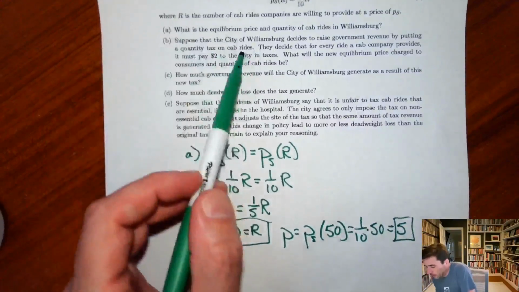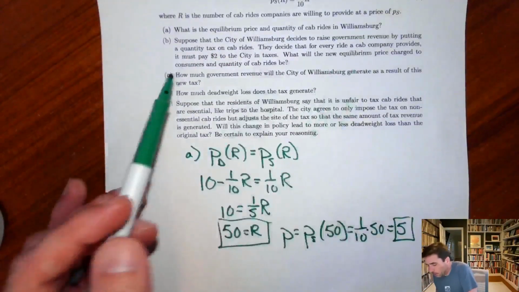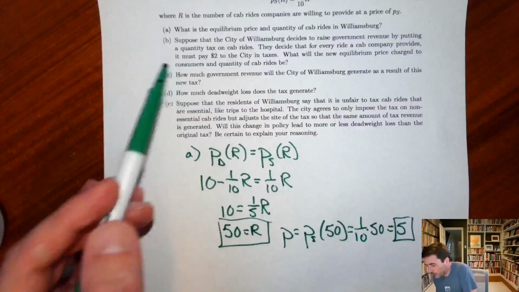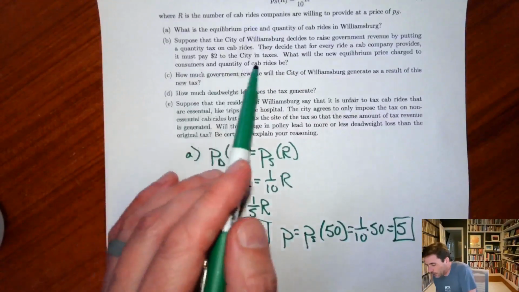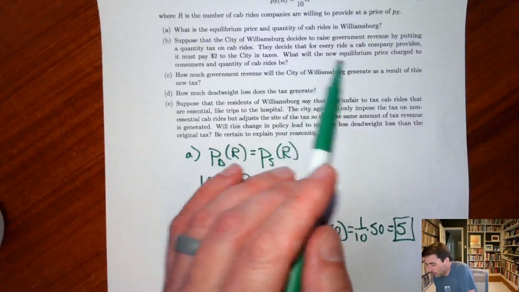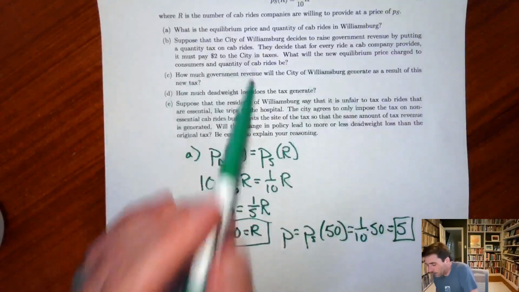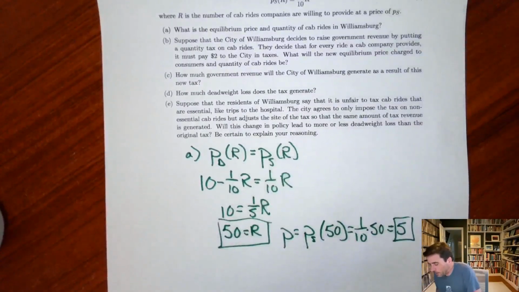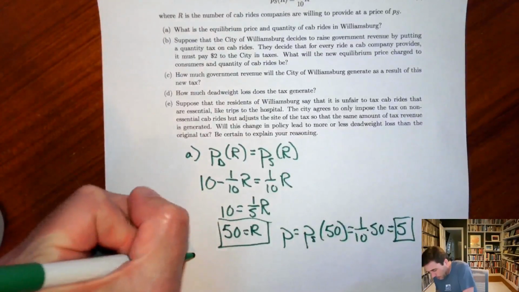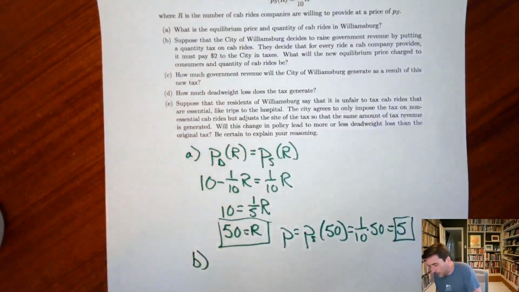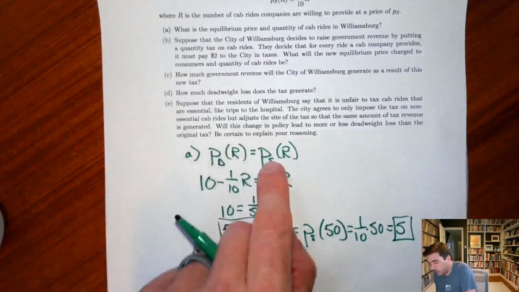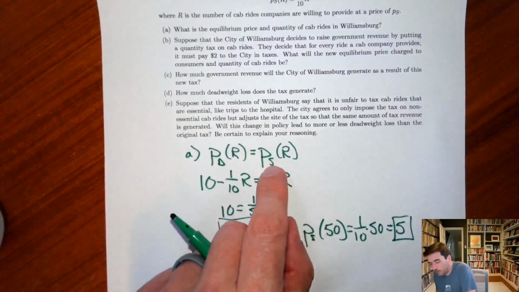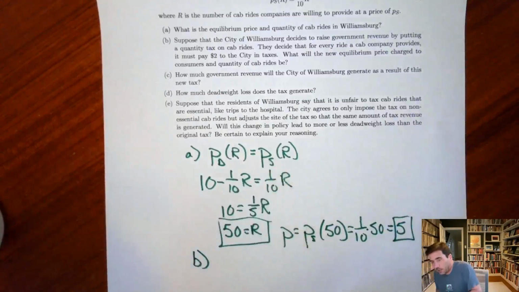Suppose that the city of Williamsburg decides to raise government revenue by putting a quantity tax on cab rides. They decide that for every ride a cab company provides, it must pay $2 to the city in taxes. What will the new equilibrium price charged to consumers and quantity of cab rides be? All right, so we have a quantity tax, so that's going to add $2 to the price. So when I'm thinking about setting the price consumers pay equal to the price sellers receive, right? The price consumers pay is going to be $2 higher.